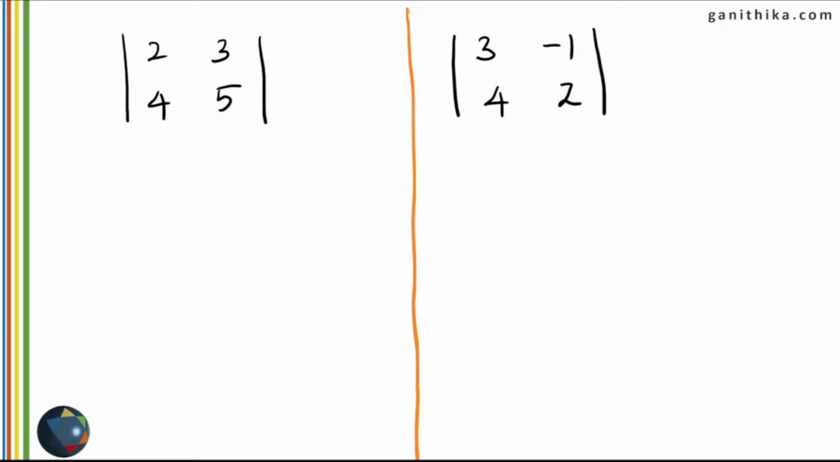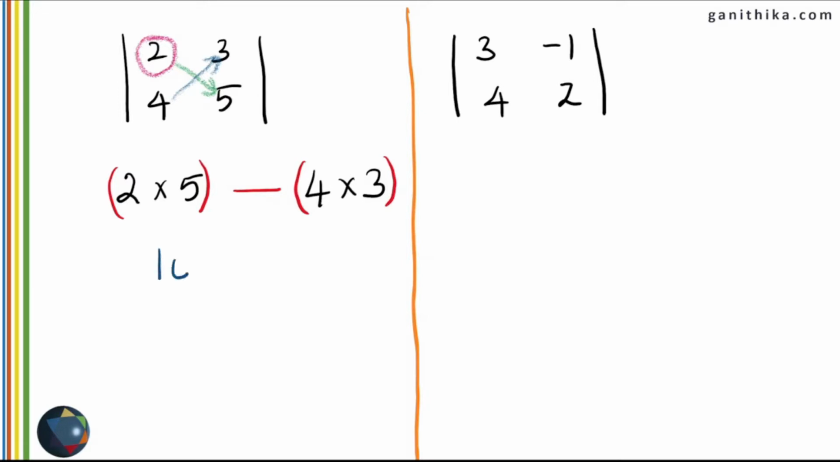For finding the determinant of a 2 by 2 matrix, you should start from the top left corner number, which is 2 here, and then go downwards along the diagonal like this and consider the next number, which is 5. Multiply these two numbers, 2 and 5, then subtract. Now go on the next diagonal, which is 4 and 3 here. Multiply these two numbers and just subtract these two, simplify, and this is the value of the determinant 2, 3, 4, 5. As simple as that, right?